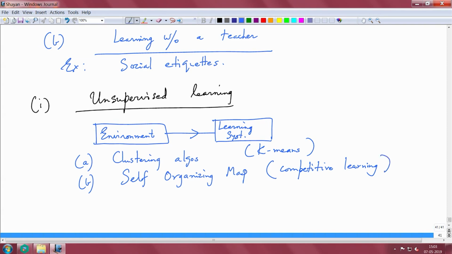If you take input patterns from the environment, they are fed into a learning system that clusters into different classes and you formulate a kind of partition on the output space, right. And this is not driven by a teacher, there is no desired response. The network automatically learns these connections, these classifications through an appropriate learning mechanism.